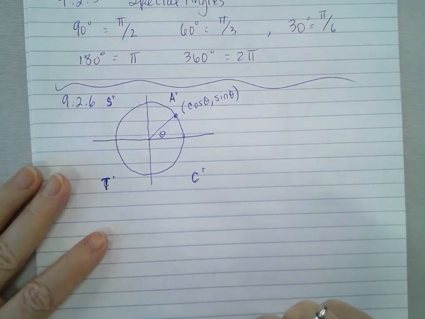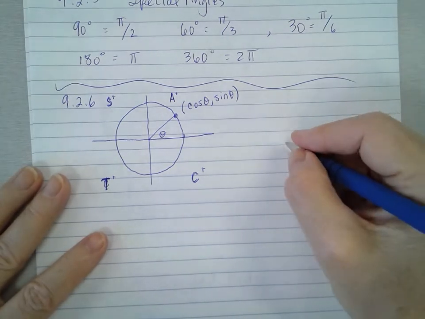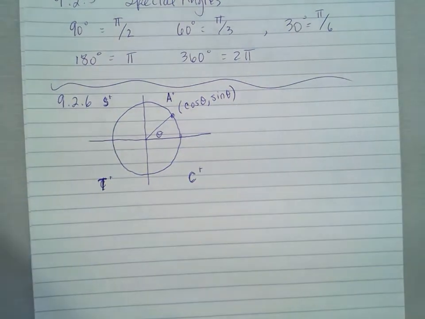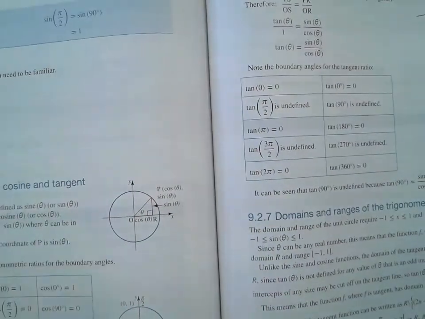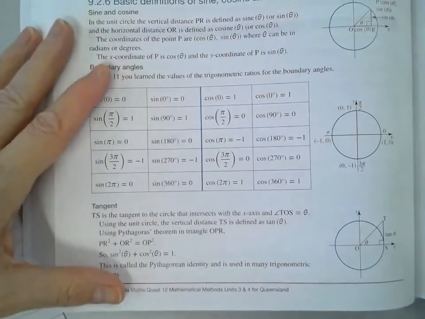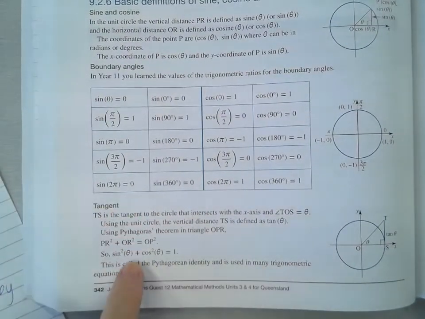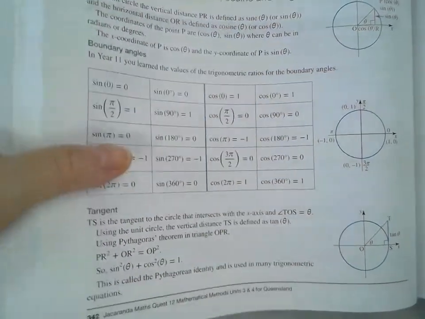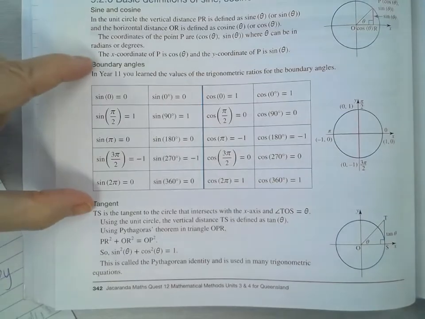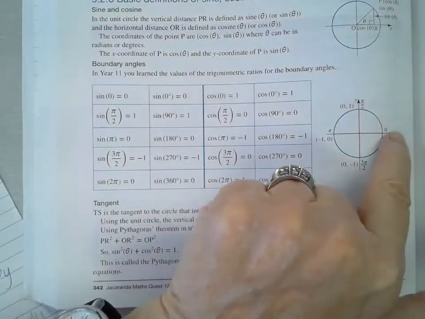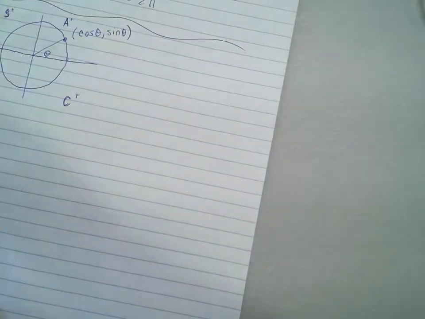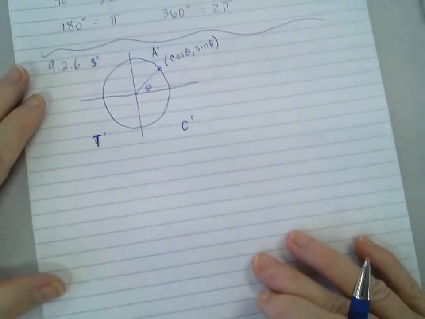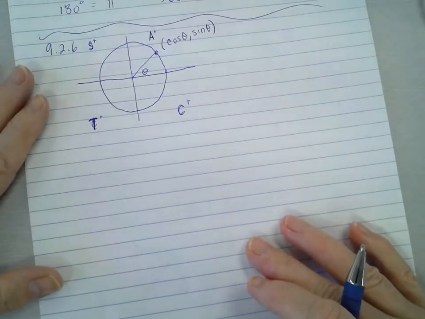And you don't need to worry about the tangent stuff. There's a little thing in your book, the place I'm asking you to look at. I'll go over here, where we were zooming before. It talks about the tangent right here. You don't need to know about that. You just need to know the values of the tangent. Okay, so please look at the boundary angles right here, and ignore the tangent part of that section. You don't need to know that.